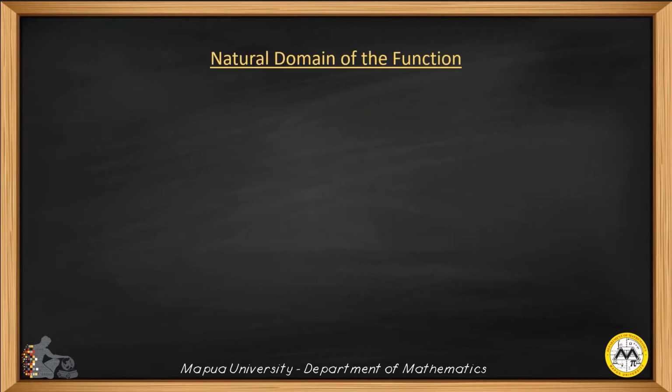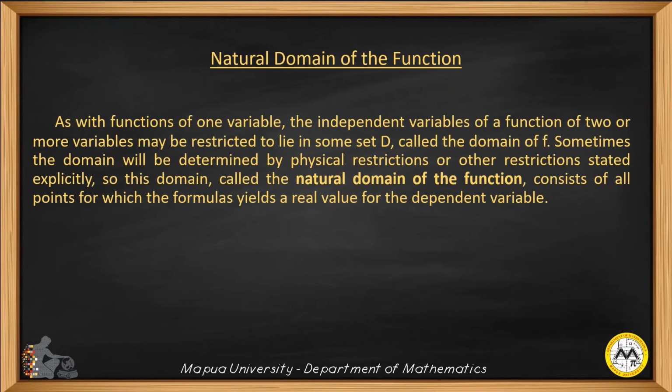So when we talk about the natural domain of the function, this will simply pertain to the values of the independent variable that would yield a real value for the dependent variable following the rule as defined by the function, or following the restriction as stated in the given rule.